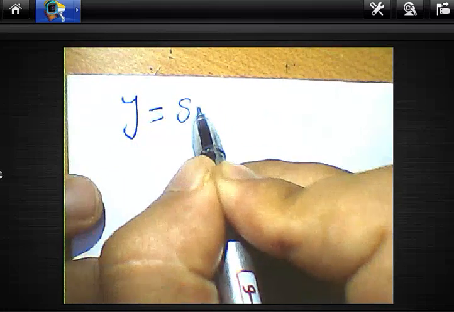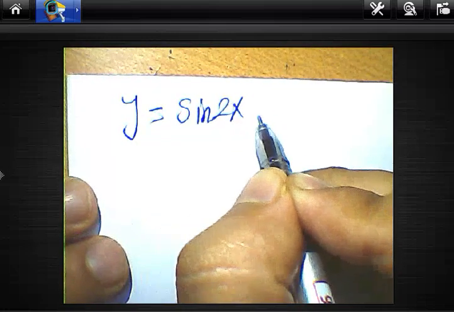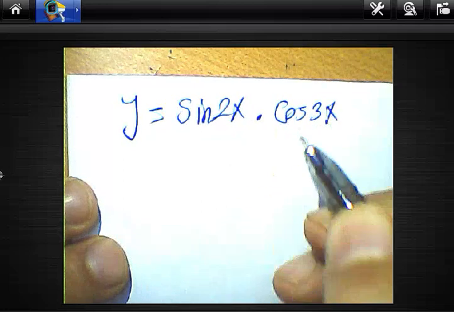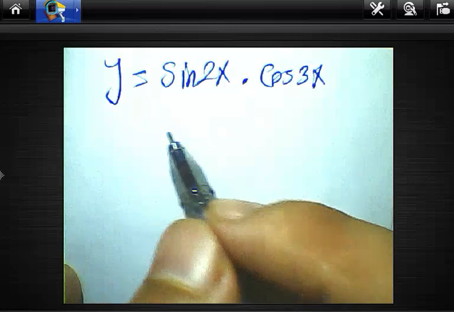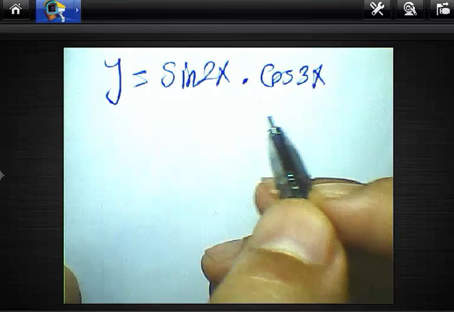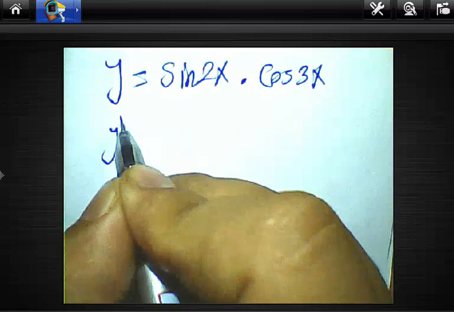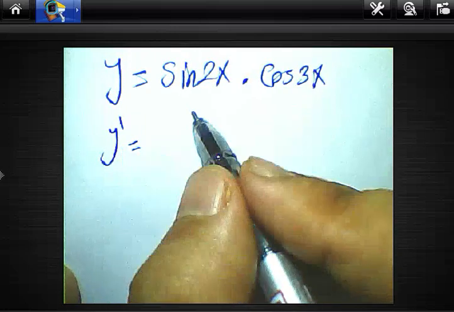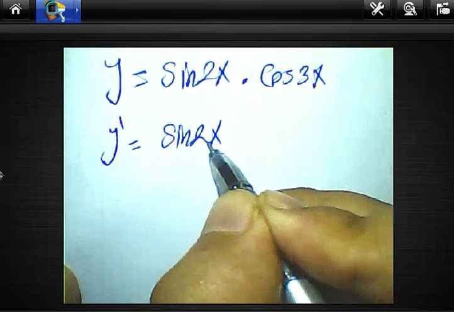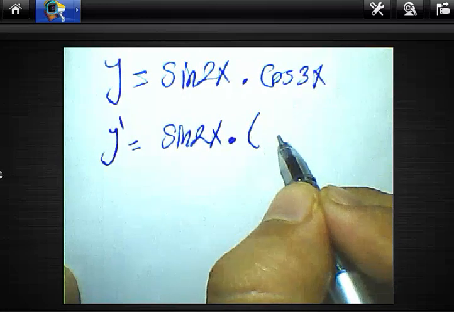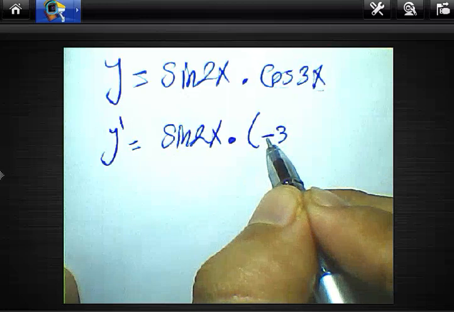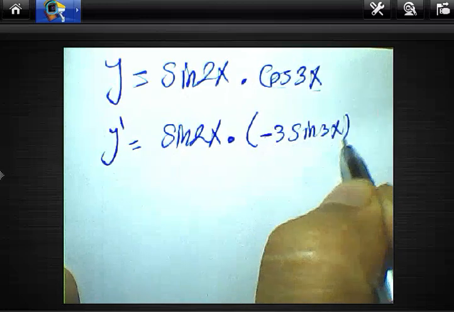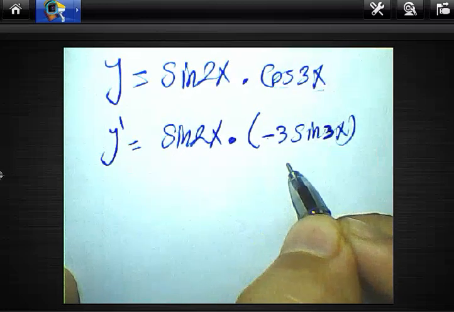Look at another example, y equal sine 2x multiplied by cosine 3x. We want to find the derivative of this function. First, we write the derivative of the first multiplied by the second plus the derivative of the second multiplied by the first. So we can write y dash or dy over dx. We write the first here, sine 2x, multiplied by the derivative of the second, which will be negative 3, the derivative of this angle 3, and the derivative of cosine will be negative sine 3x. Okay or not? I will solve it again.